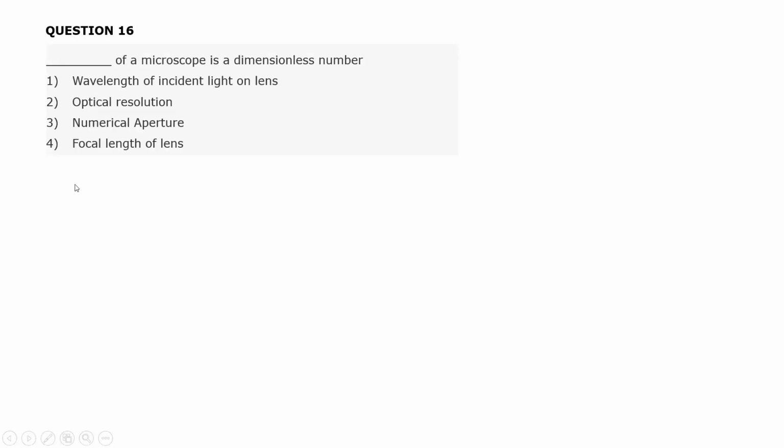Dash of a microscope is a dimensionless number: wavelength of the incident light on the lens, optical resolution, numerical aperture, or focal length of the lens. Which might be the answer? Okay, numerical aperture. So I think numerical aperture is the answer. Option number 3 is the answer.